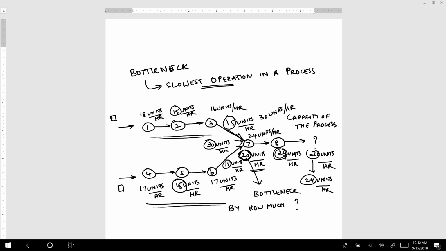So the better strategy would be to increase operation 7 only to 24 units, not more than that or less than that. So that will help us to improve the capacity of the process. So improve operation 7 to 24 units per hour. Otherwise our bottleneck will be operation 8 if we increase above 24 units.